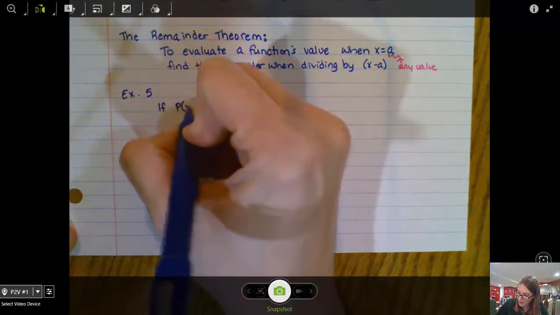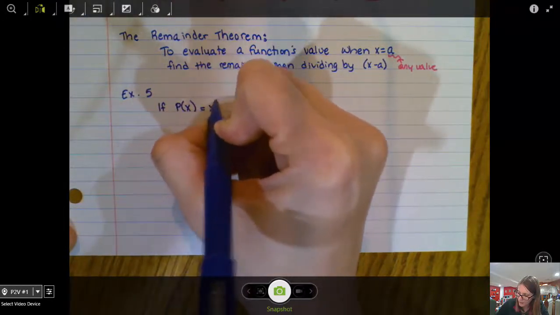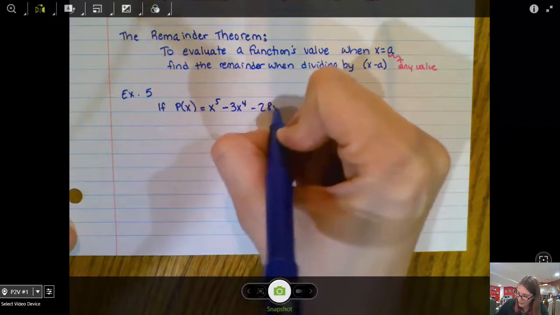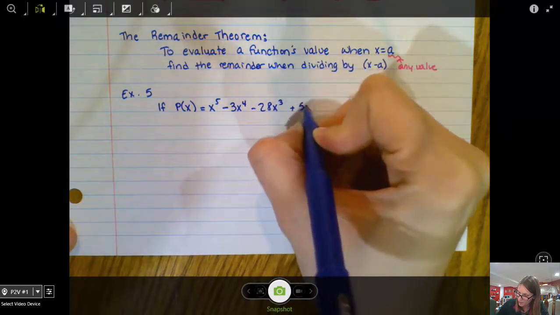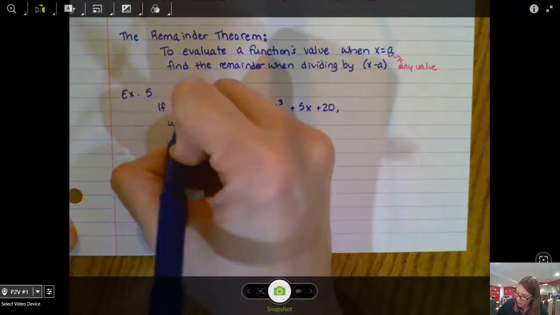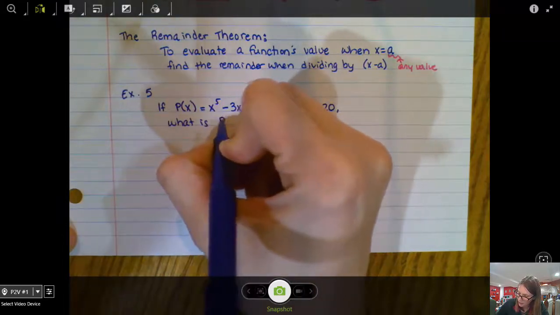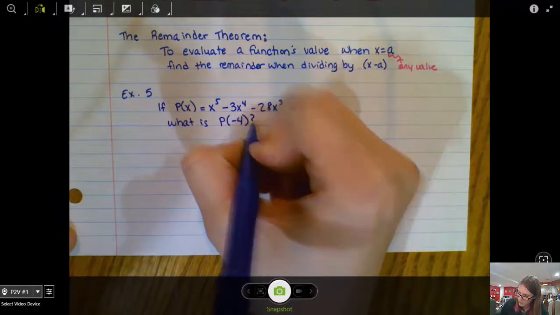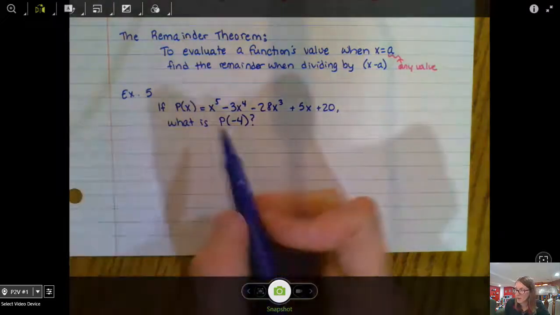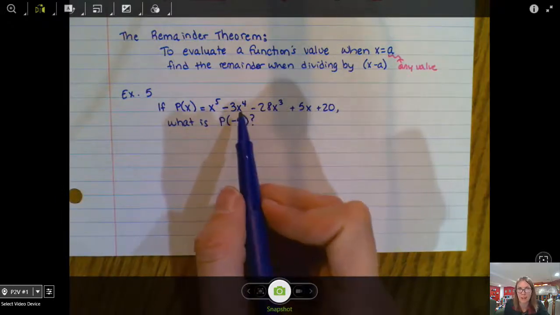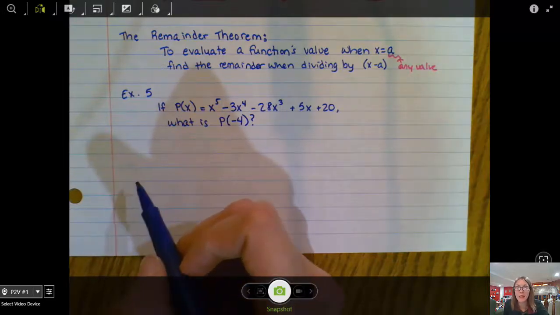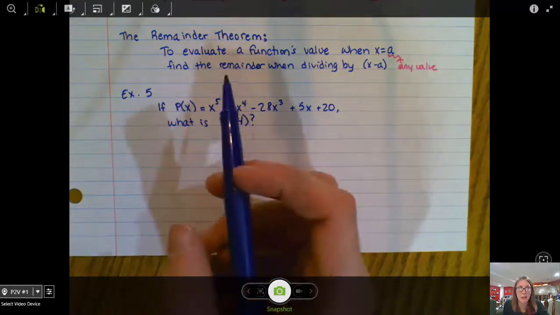If p of x equals x to the 5th minus 3x to the 4th minus 28x to the 3rd plus 5x plus 20, what is p of negative 4? Now, before knowing this remainder theorem, we would take negative 4 and plug it in for x in each of these places and see what we get. And we could do that and get the same answer as what we would get using the remainder theorem.